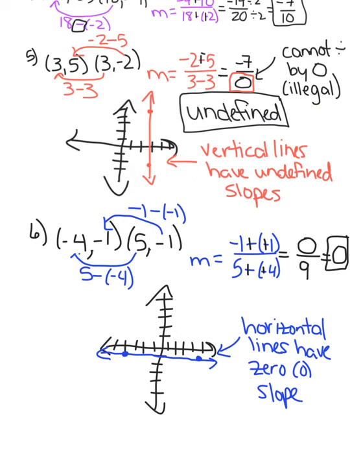If the 0 is on the bottom, you cannot divide by 0. That's a vertical line. It's undefined slope. The answer is undefined. All right, that's our slope notes. So go ahead and finish that up, and then your homework for the slope from 2 points is 4.04.